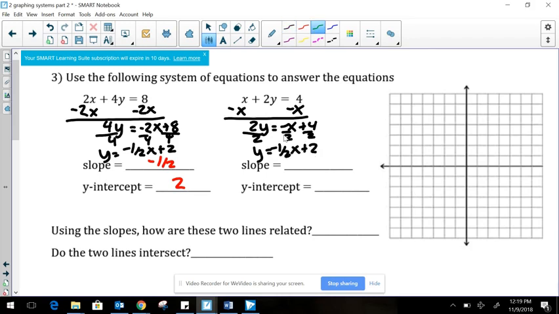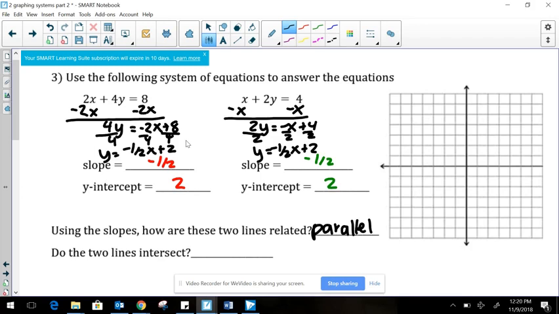All right, I'll use green. So my slope is negative 1/2. My y-intercept is 2. Ooh, it says down below, using the slopes, how are these lines related? So let's look at our slopes. Our slopes are the same. Okay, last chapter we talked about that. If the slopes are the same, what is that called? Good, parallel. Very nice.